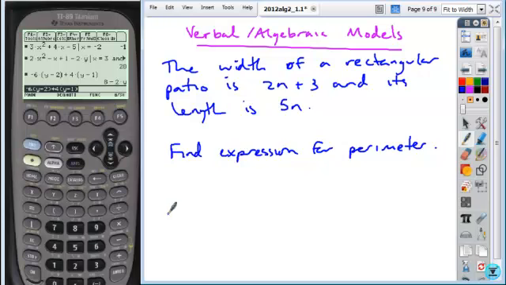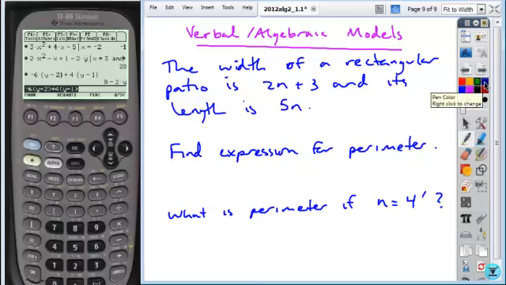Okay, and then if I ask you to find an expression for the perimeter, and then also identify what the perimeter is if n is equal to 4 feet. All right, so looking at this type of problem, what you're going to be asked to do is to figure out a way to express a story problem in algebraic form, and then plug in the correct numbers to evaluate that form.